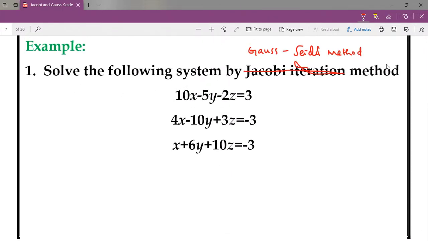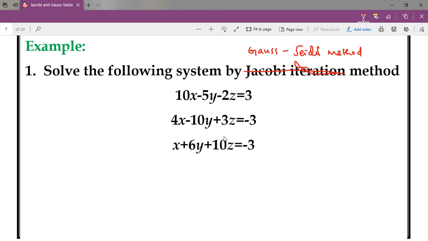Solve the following system by Gauss-Seidel method. The same system we are going to solve now by the Gauss-Seidel method. What is the system given? 10x minus 5y minus 2z equal to 3, minus 4x plus 10y minus 3z equal to 3, and x plus 6y plus 10z equal to minus 3. So now we shall see how to solve this by the Gauss-Seidel method.